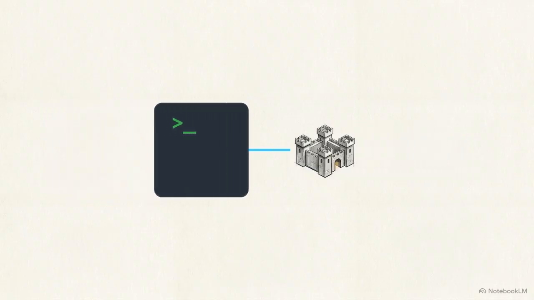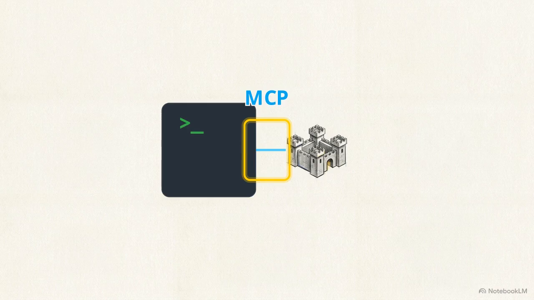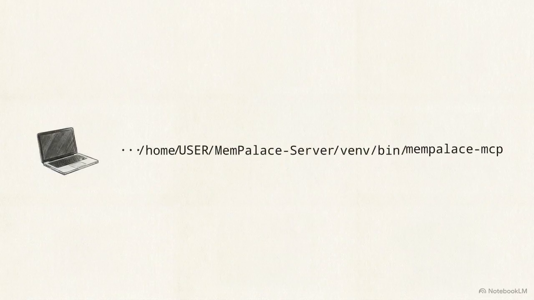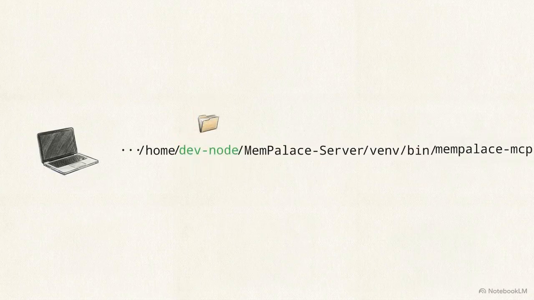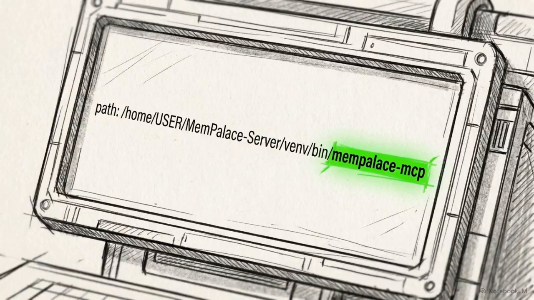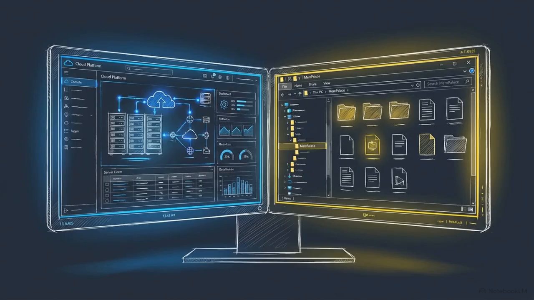Next, we bind the Gemini CLI to your local MemPalace. We do this by adding MemPalace as your designated model context protocol server. Cautionary: when inputting the terminal command, do not blindly copy the file path. Replace the user placeholder with your actual WSL username. If you installed MemPalace in a non-default directory, adjust the path to point to your specific MemPalace MCP file. Accurate MCP routing is essential. This file path provides the direct bridge between the AI's reasoning engine and the directory where your data is stored.